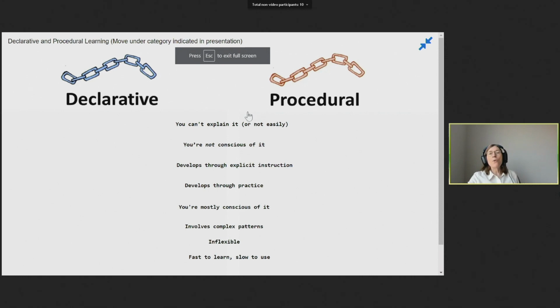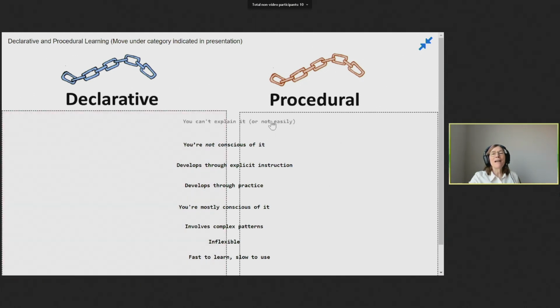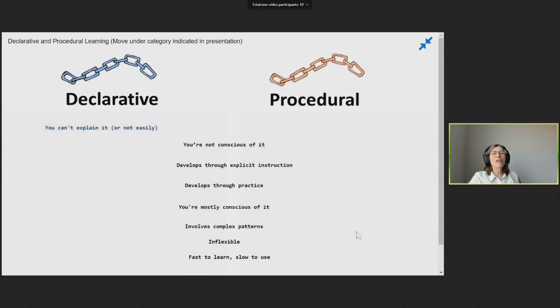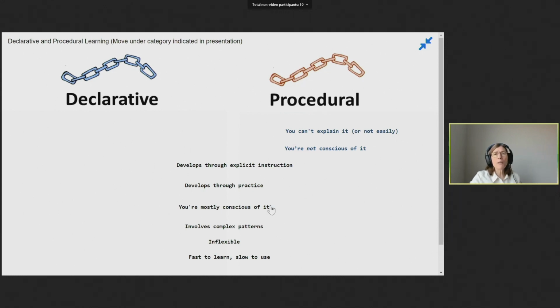Okay, so all of these things, if you are able to go to that website, but if you're not, then I'm just here. So you can't explain it, or not easily. Which one would that be? Do you have it in your mind? We'll put it under declarative. No, of course it's procedural. And you're not conscious of it. That's probably procedural. If things were working properly, and this is what we always have to deal with, technology, then you could be doing this also.